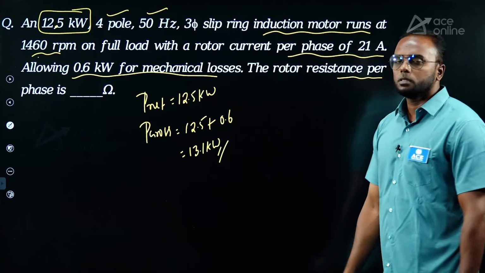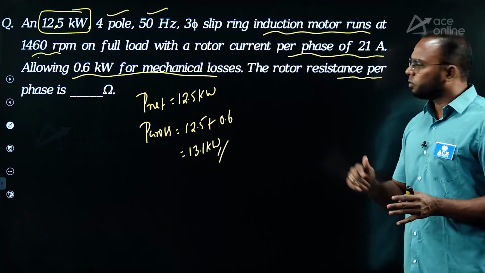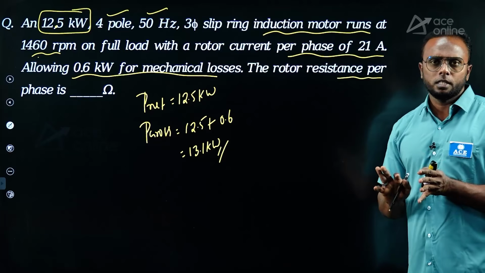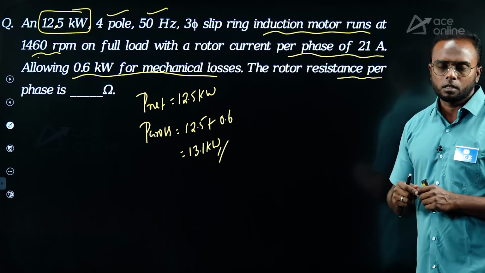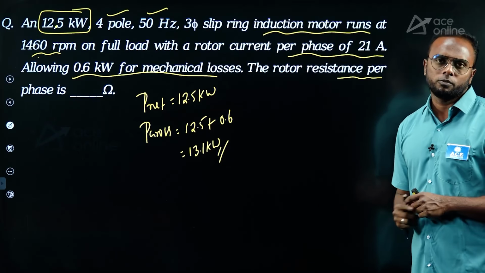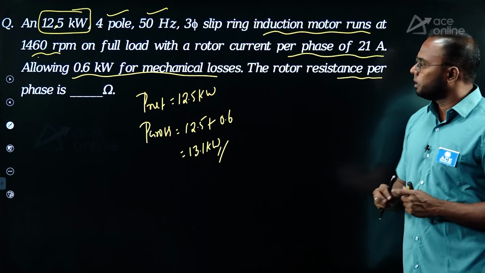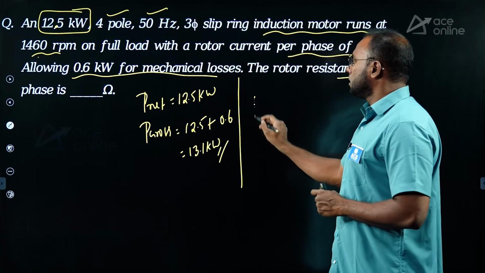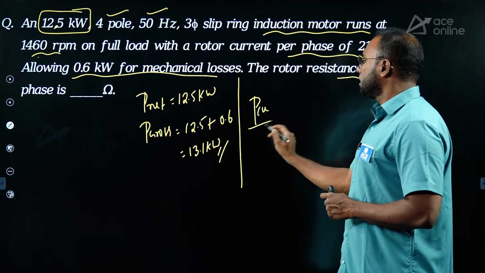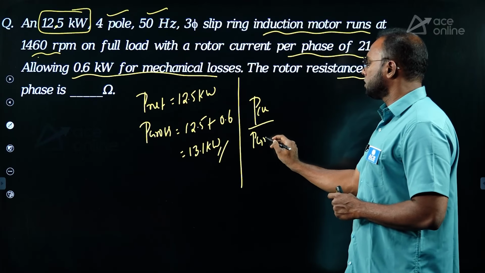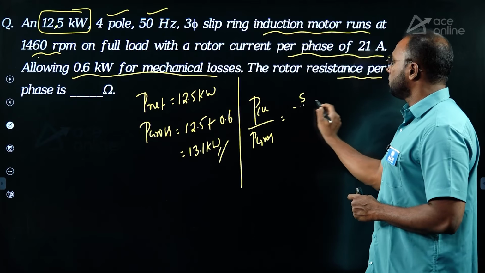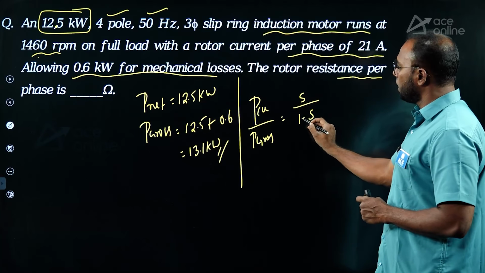Gross mechanical power. So once you know gross power, from there also you can find 3I square R2 into 1 by S minus 1, which is the gross power equation. Otherwise, you have to find the rotor copper loss. What is the rotor copper loss divided by gross mechanical power? What is the relation? S divided by 1 minus S. And for that, the S value is required again.